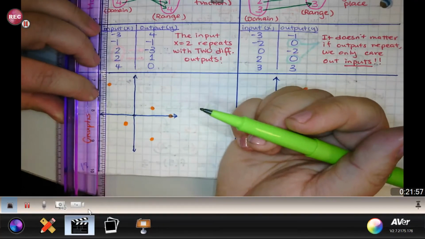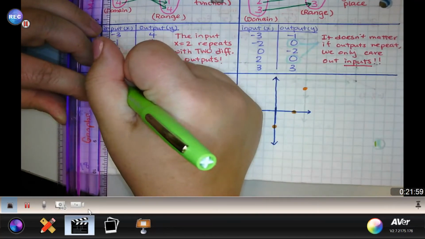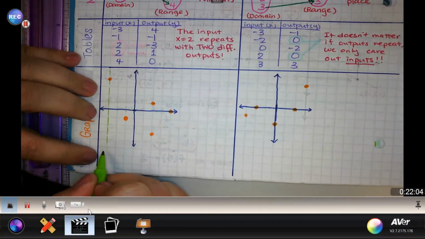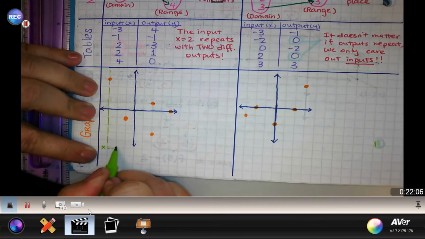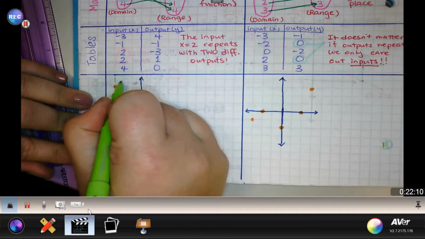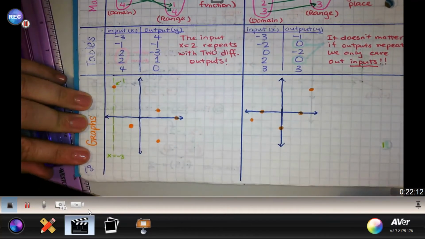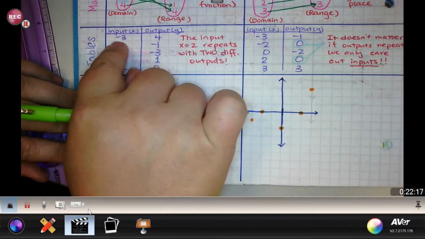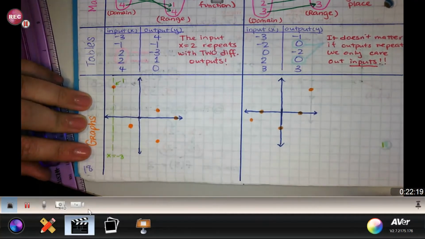So for example, I'm going to draw a vertical line here, and this represents an input of x equals -3 because it is back 1, 2, 3. And notice how it only hits at one place because that is the one output. -3 does only have one output, and it's 4.